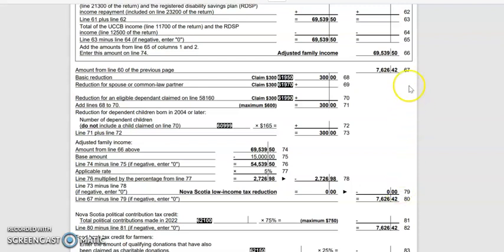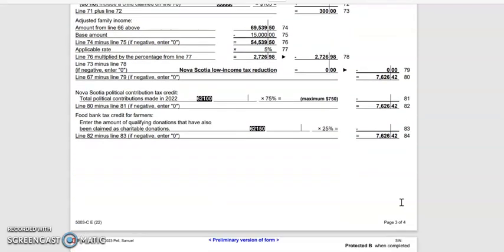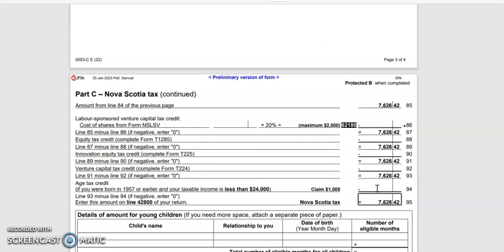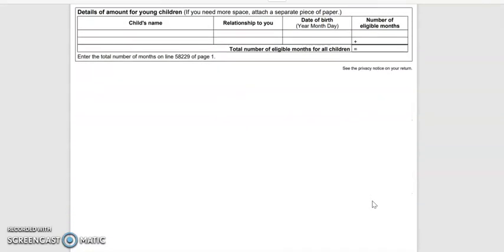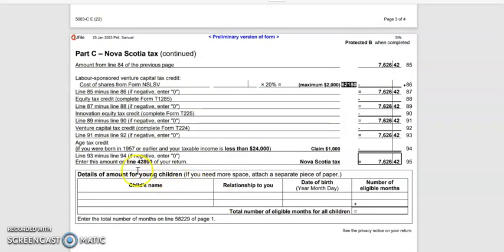So since it's zero, we need to bring down our $7,626.42. We don't have a political amount. We don't have a tax credit for farmers. Again, we bring down our $7,626.42. None of this qualifies for what we want. So therefore, our Nova Scotia tax is $7,626.42. So now we can carry that amount up to line 42,800 of your return.